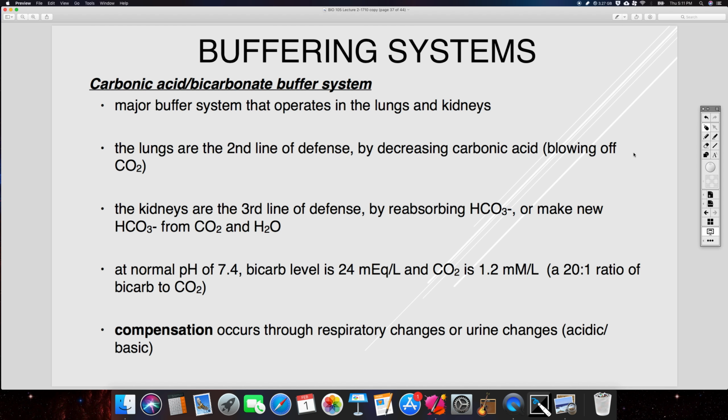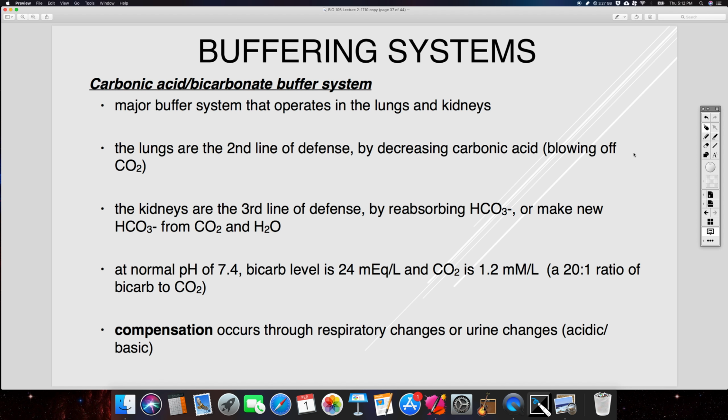Probably the major buffer system in the body is the carbonic acid bicarbonate buffer system. This includes functions in both the lungs and the kidneys. The lungs are really the second line of defense because they can change how much carbonic acid is kept in the body or excreted through respiration. If you blow off more CO2, pH is going to go up, because you're blowing off acid. If you have slow respirations, you're going to keep more CO2, and pH will go down.